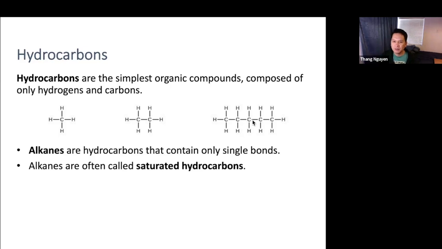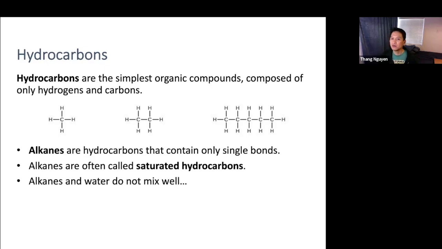So for example, this carbon here is bonded to 2 carbons, and so it has only 2 more bonds. So we saturate them with hydrogens. Whereas this carbon here has only 1 bond connection, so it has 3 more places to have hydrogen, so we saturate it with hydrogens. So anytime it's just a single bond in your molecule, that hydrocarbon will also automatically be called saturated hydrocarbons.